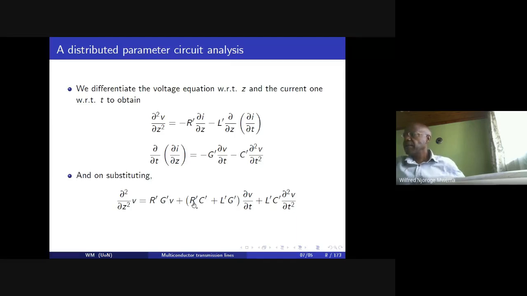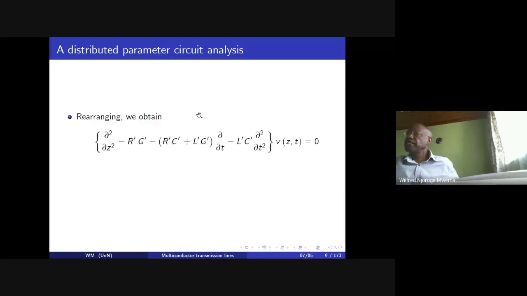Plus, we have now (R'C' + L'G') dV/dt, plus L'C' d²V/dt². Those you can convince yourself that all these values here are going to be in terms of voltage per unit area, okay, all through doing a dimensional analysis.